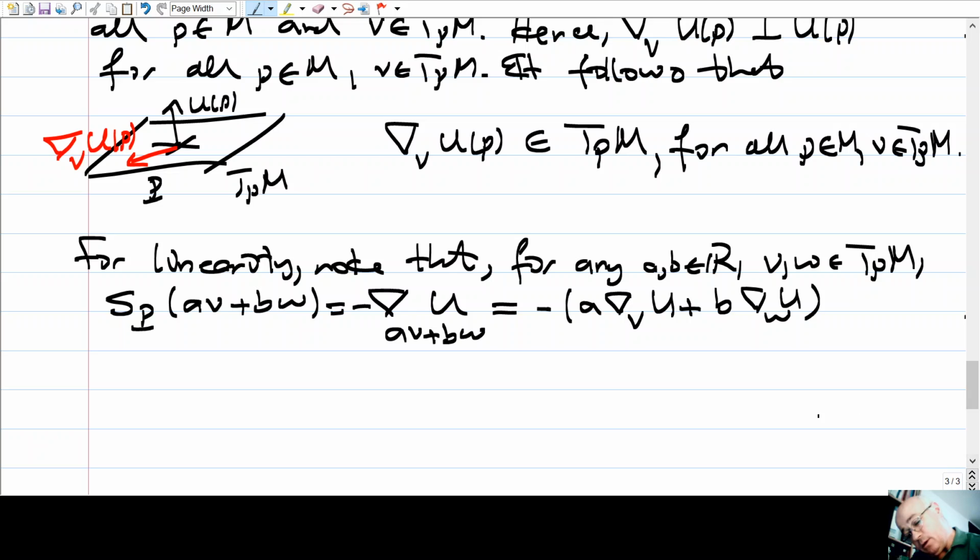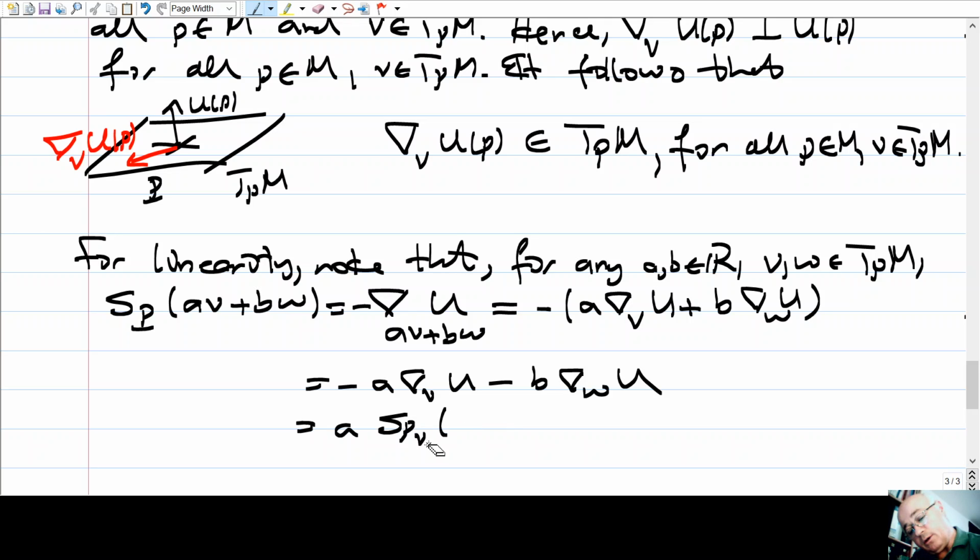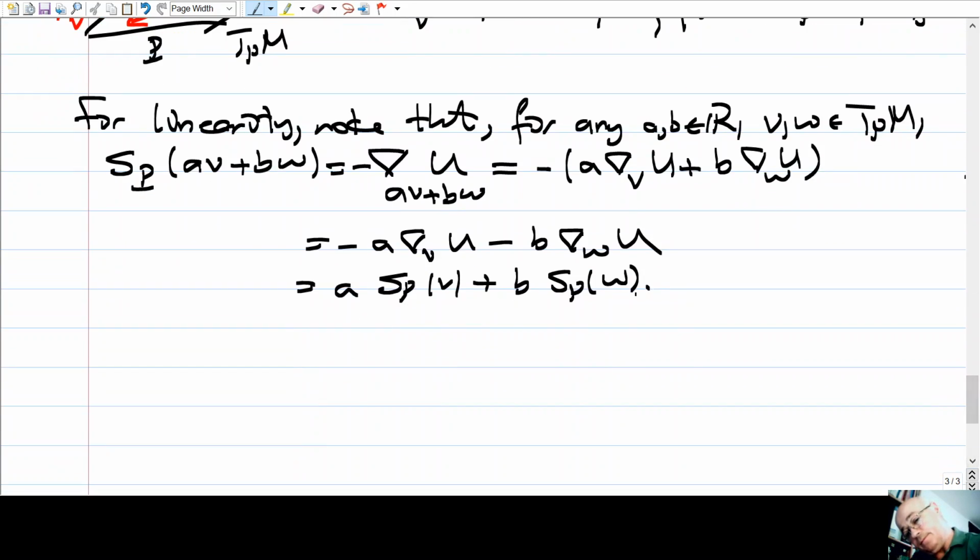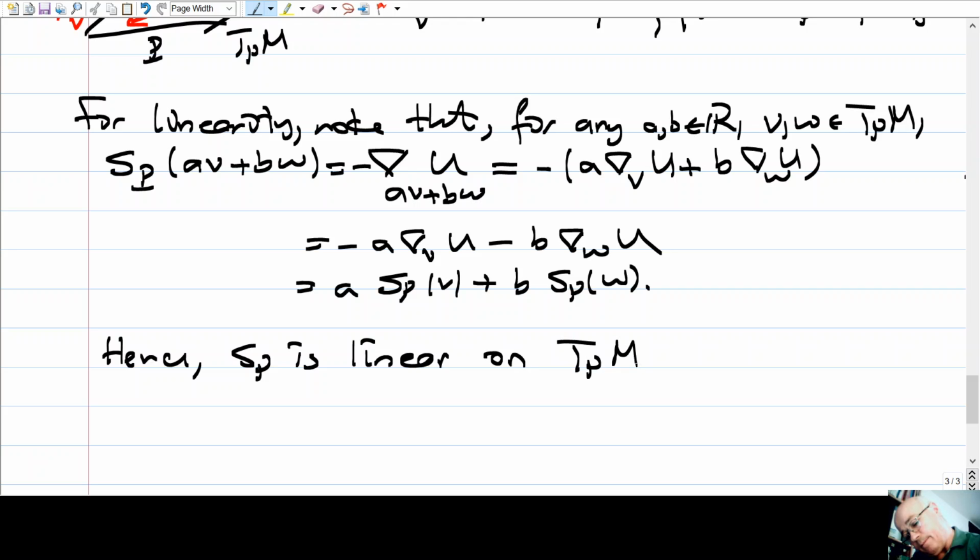But this is just minus a times nabla_V U minus b nabla_W U. So this is just a times S_P V plus b times S_P W. Hence, S_P is linear on T_P M. So this finishes the proof.